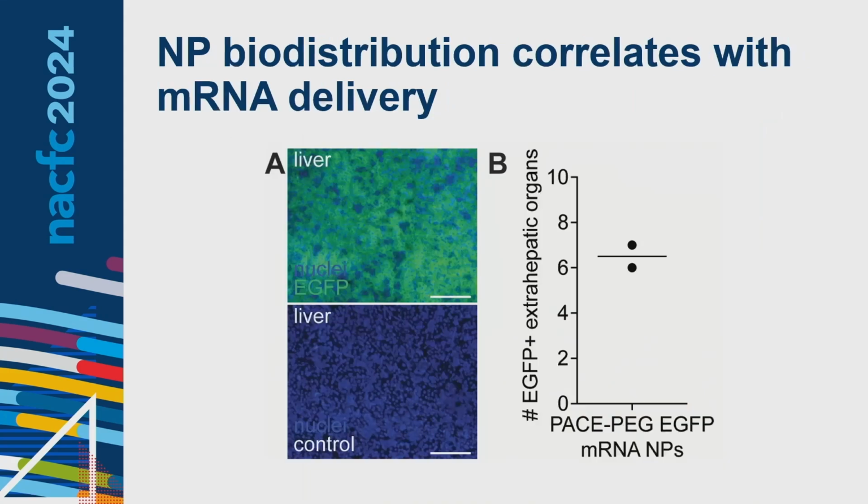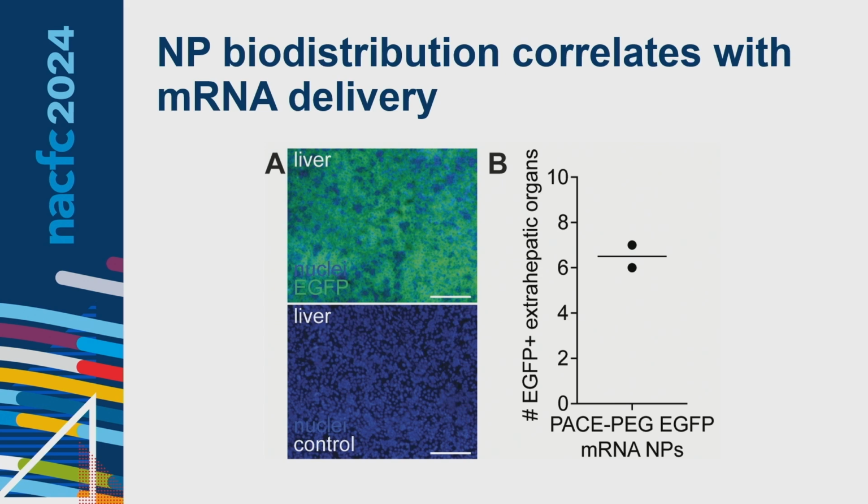So really exciting. And then as a follow-up experiment, we delivered EGFP mRNA with our PACE nanoparticles, also to try to understand the relationship between delivery or accumulation in an organ and transfection efficiency, right? Actually delivering a nucleic acid cargo and having it take on its desired function are two different problems.